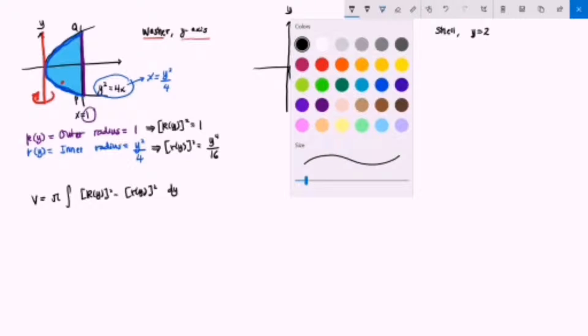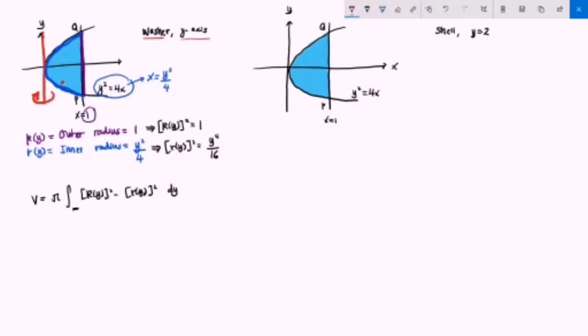So the limits here should be on the y-axis. So let's find the y values here, at P and Q. How to find it? We know that x equal to 1 intersects with x equal to y squared over 4. So y squared over 4 will be equal to 1. So y squared equals 4. y is plus minus the square root of 4, which is plus minus 2. So it is from negative 2 up to 2. So we can fill in negative 2 and 2 here.